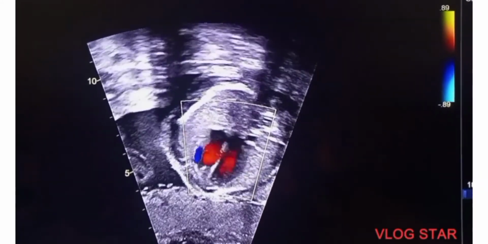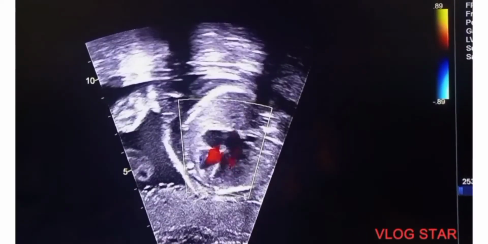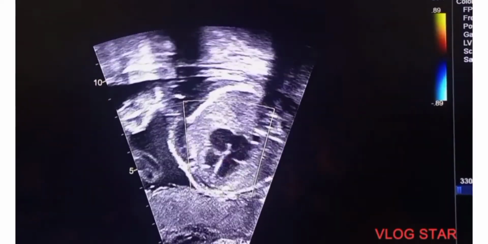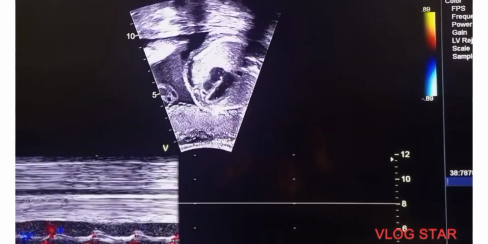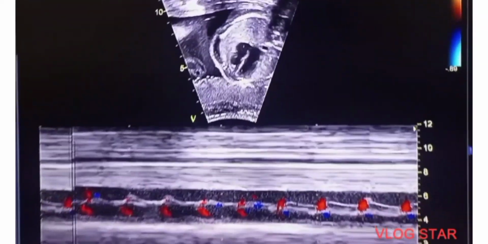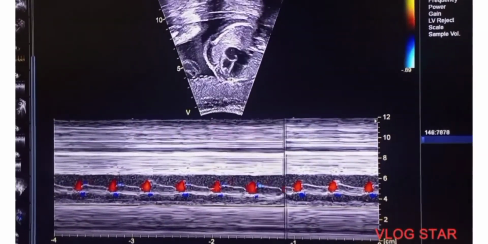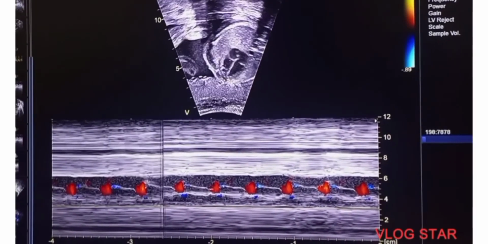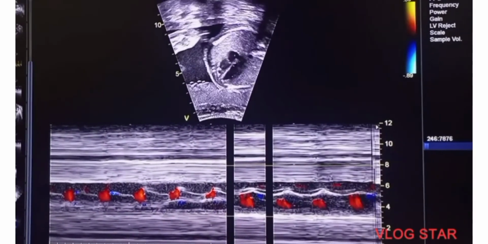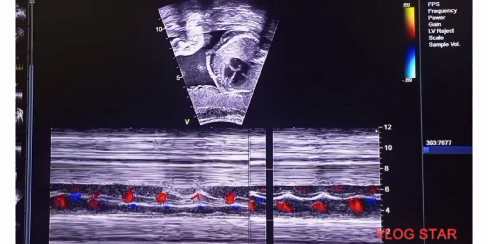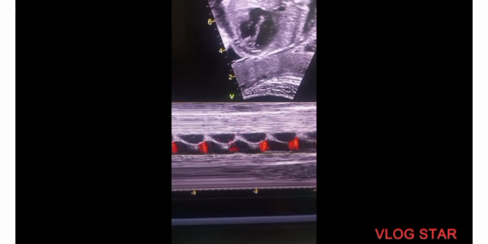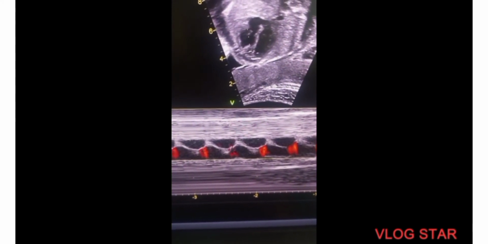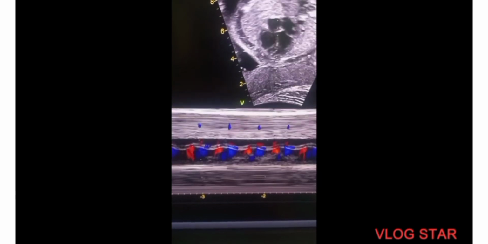This is the second mode of measuring fetal heart rate. We can measure it by putting the color Doppler over here and then M mode across the atrioventricular valve. You can see the flow across the atrioventricular valve on color Doppler. It is normal and shows the normal fetal heart rate as well. These are some pictures of fetal heart rate on color Doppler.